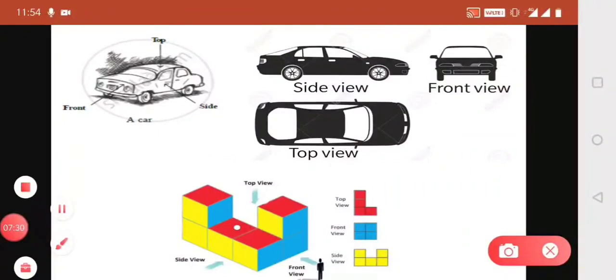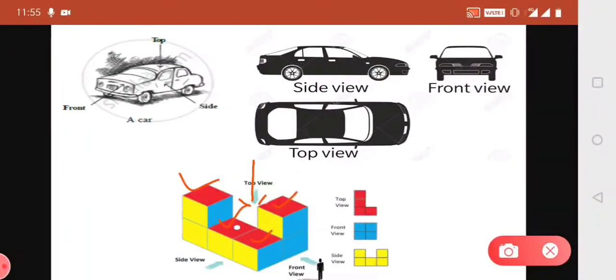So let us see what the front view, side view and top view of it are. Let's first see the top view. When we see from the top, from up, we can see only these 4 red colored faces of the 6 cubes. These 4 faces, 1, 2, 3 and 4, are red colored. So this is the top view.